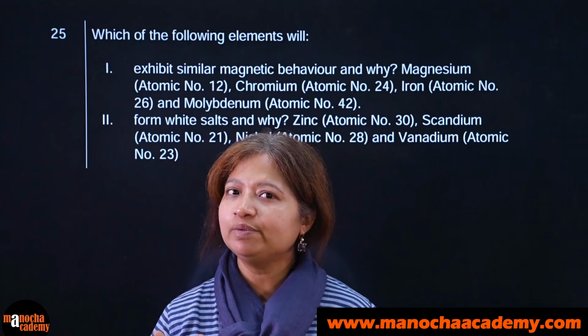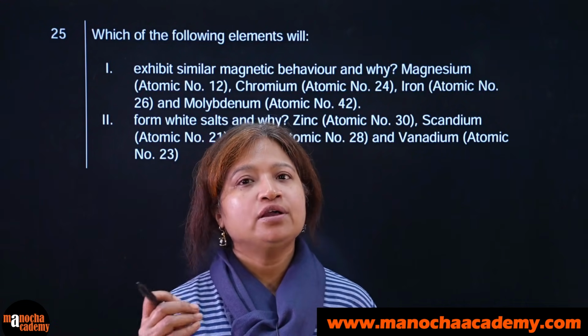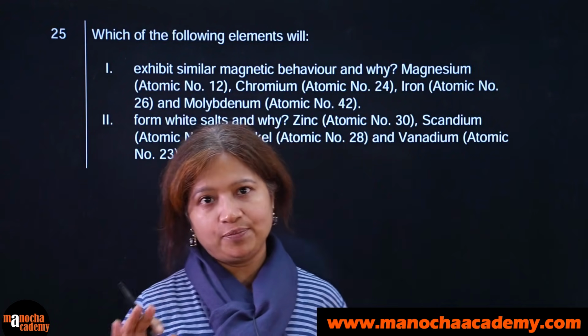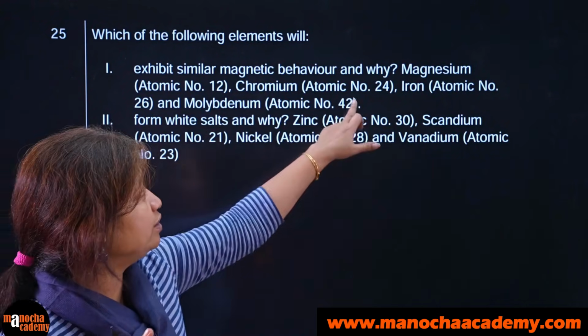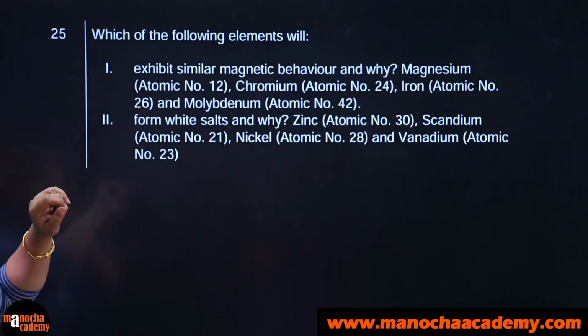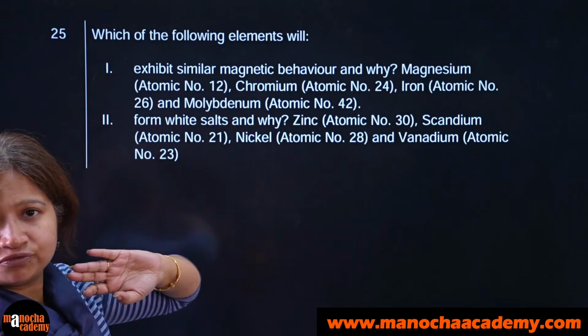The magnetic moments will be different. So that is also being indicated here. So here you have to point out the ones which are having the same number of unpaired electrons. So that will have similar magnetic behavior. That's the first part of the question. Here atomic numbers are given, so it will become easier for you to find out.